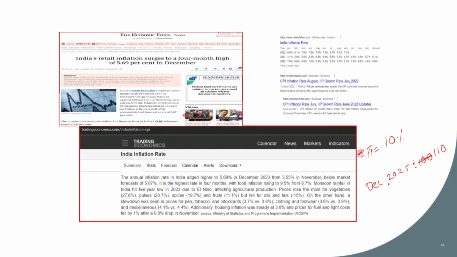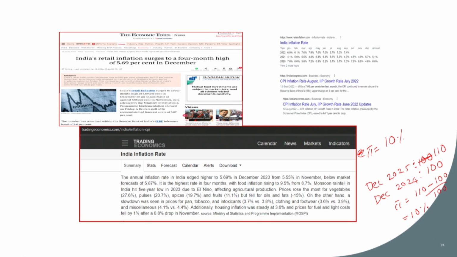And we compare this with exactly the same month in the previous year, that is, December 2024. Suppose in December 2024, CPI was, for example, 100. Then from there you can calculate that the inflation is 110 minus 100 divided by 100. So you are going to get 10% as the inflation.